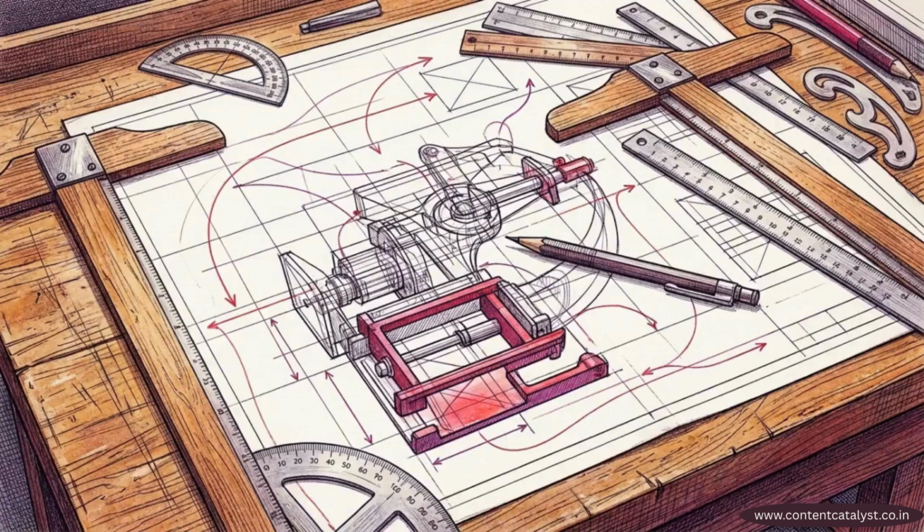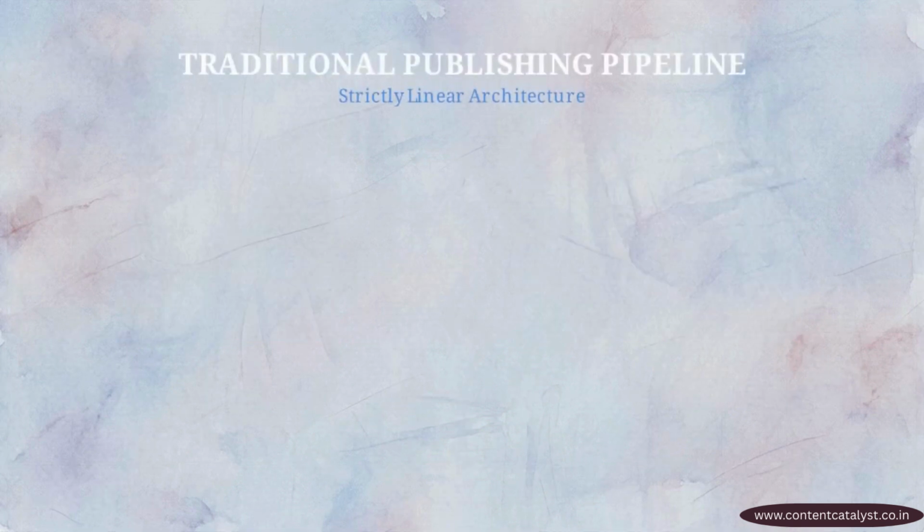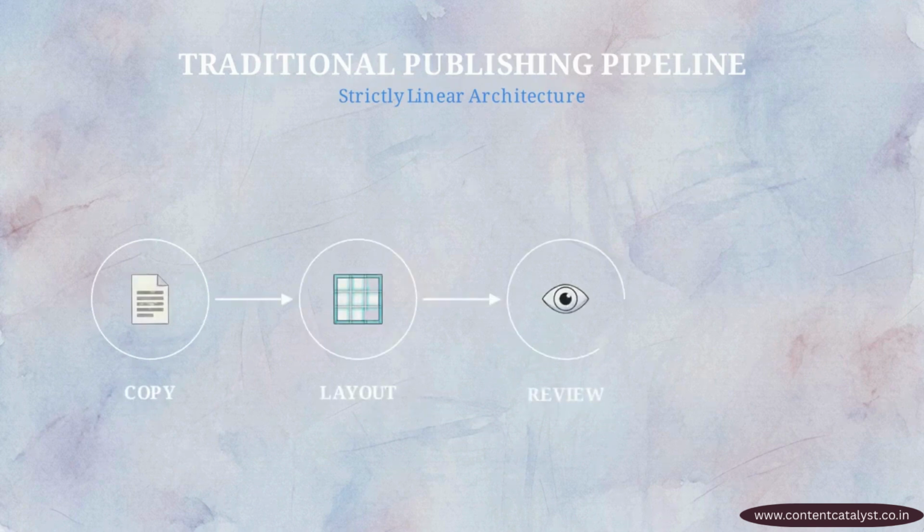For decades, the core job of desktop publishing has remained stubbornly fixed. You combine text and images on a rigid Cartesian plane, locking every element into a precise physical location. Look at this flowchart. It represents the baseline architecture of the traditional publishing pipeline. It operates strictly linearly. Copy is written, it moves to layout, then review, and finally export.